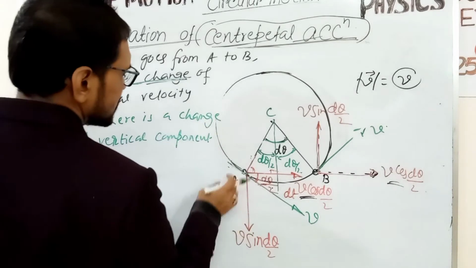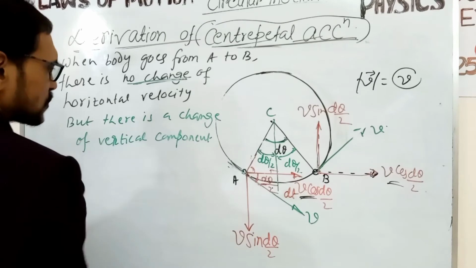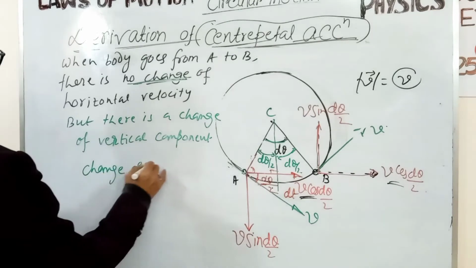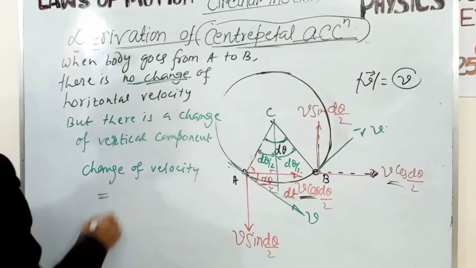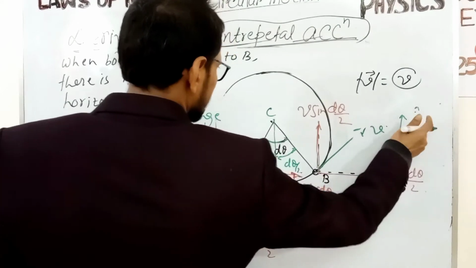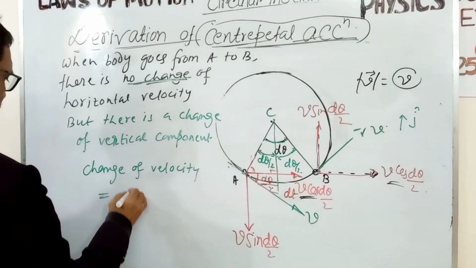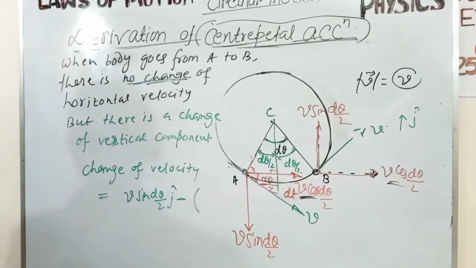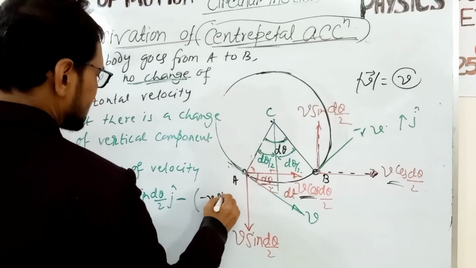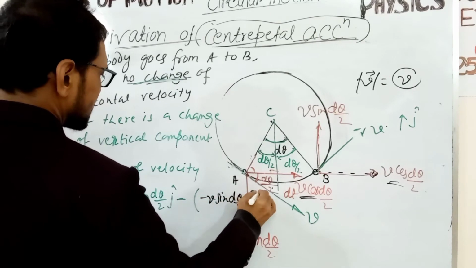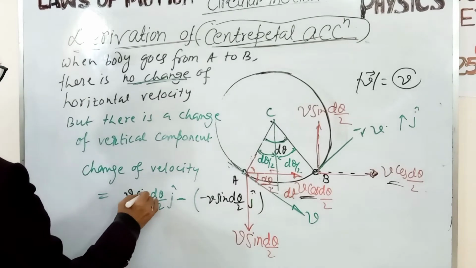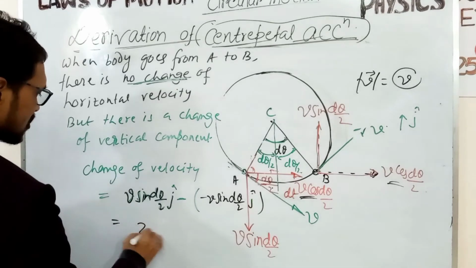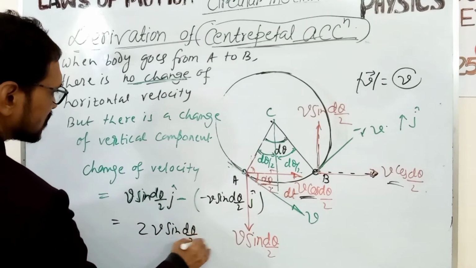This change is due to change of direction, not change in magnitude. So the direction changes. So the change of velocity, if we take the unit vector in this direction, is v sin(dθ/2) j vector minus the initial, which is minus v sin(dθ/2) j vector. So this is final, and this is initial. So the change is 2v sin(dθ/2) j.